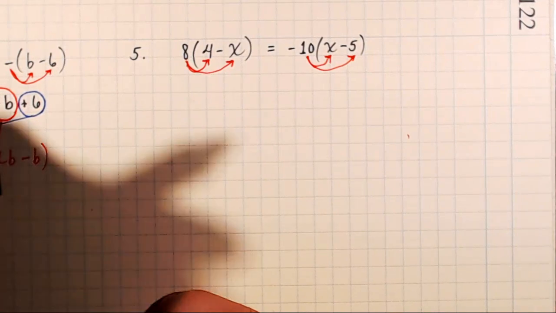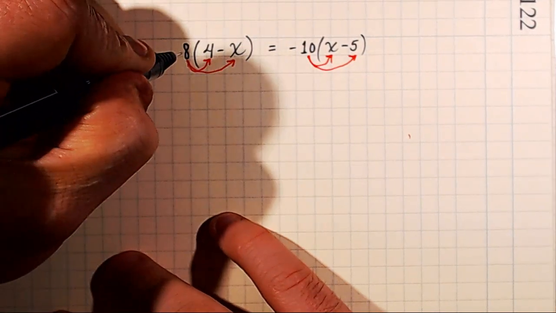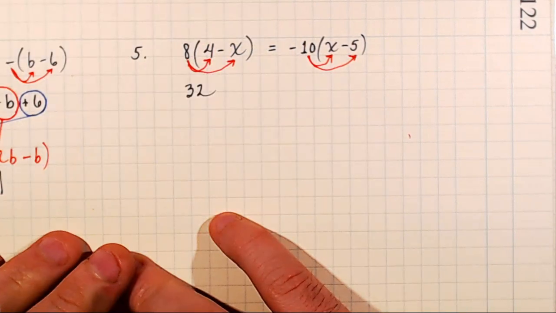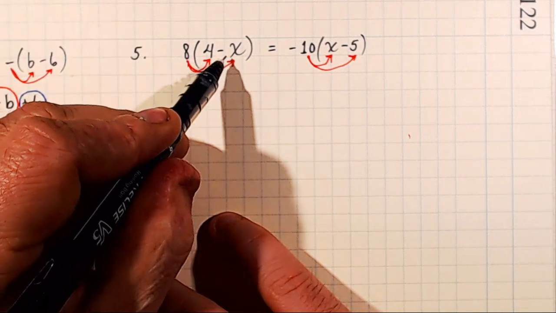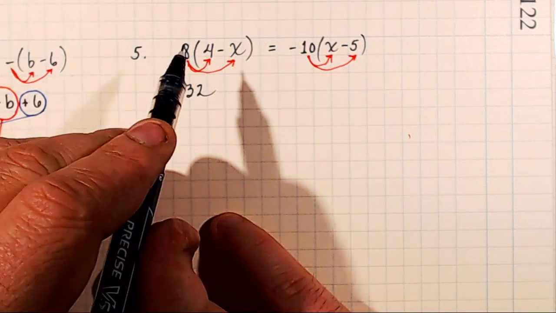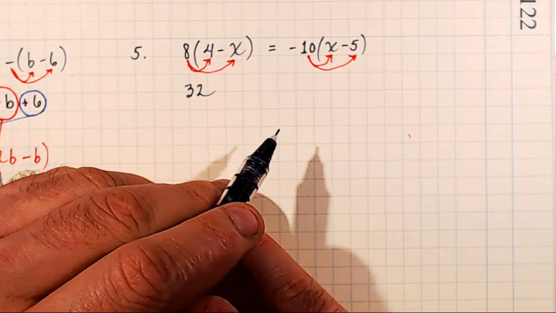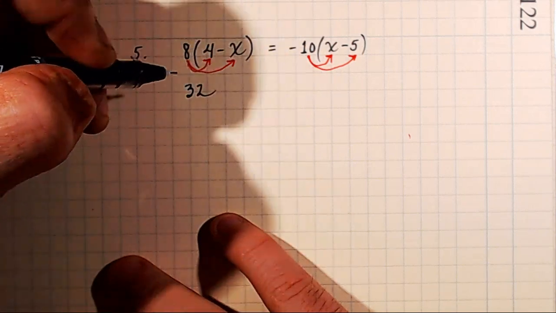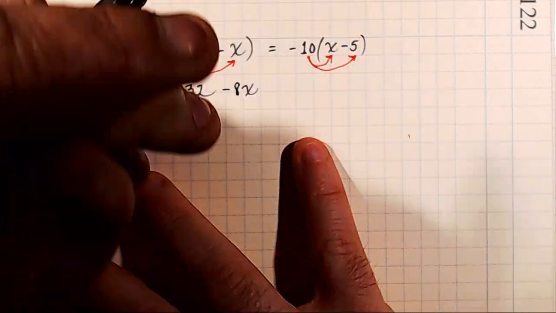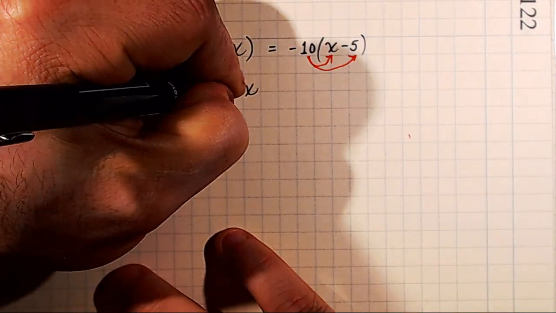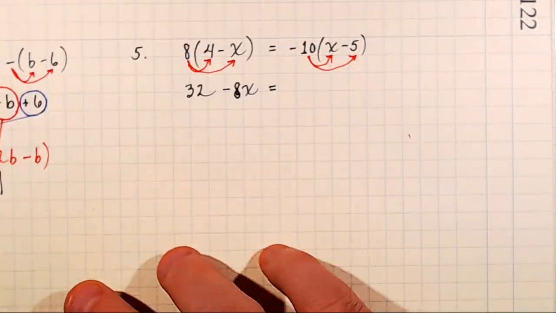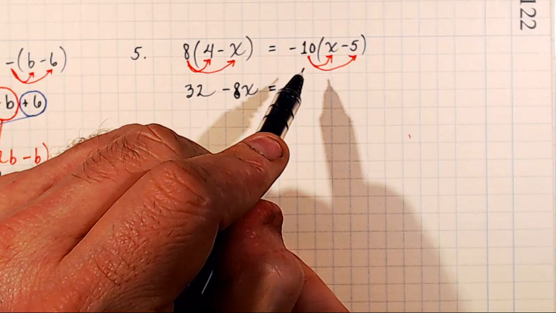So here we'll write out what we're doing and we'll start solving this out. 8 times 4 is 32. And now I'm going to multiply 8 times negative x. And remember, hiding in front of the x is a 1. So it's really 8 times negative 1x. Well, 8 times negative 1x is negative 8x. Okay, equals. Now we'll go over to the right side of the equal sign.